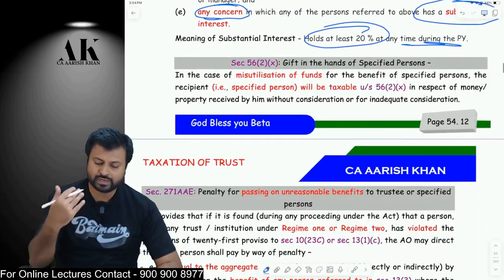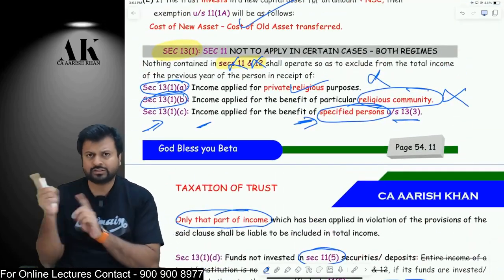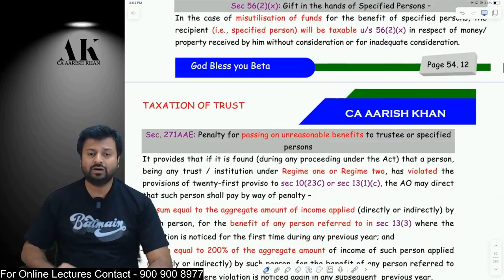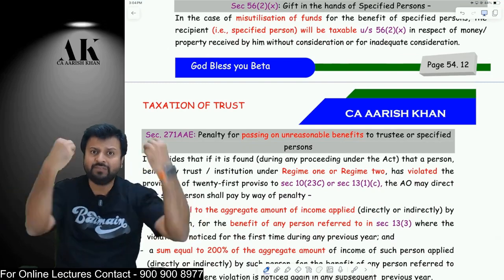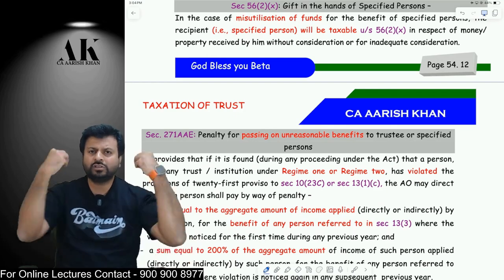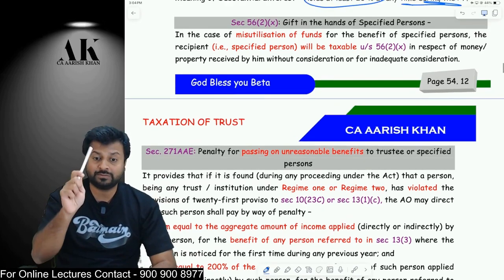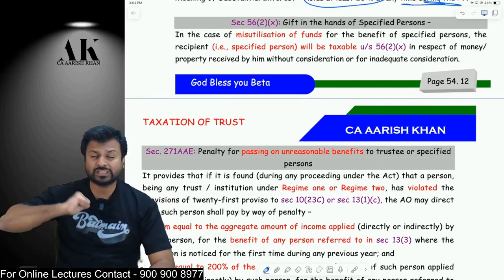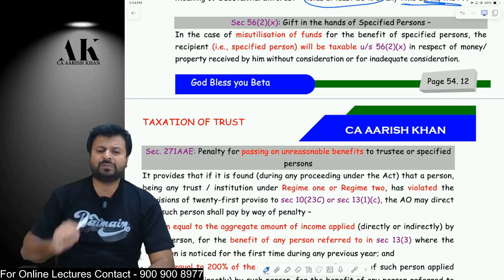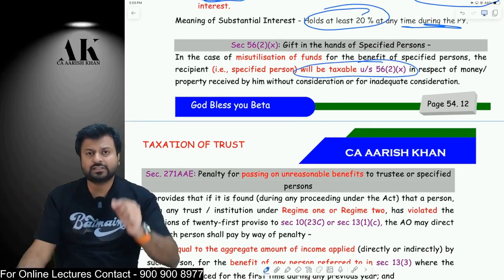Now, a few things related to the specified person, which is related to this third point. The next 2 points are related to section 13(1)(c). How is it related? Listen to me carefully, please. When I am a trust and I give benefit to my trustee, my founder, the author, or the relative of these people or a substantial contributor, in short, if I give benefit to a specified person, then the trust has to face some consequence and that specified person also has to face some consequence. What consequence does that specified person face? For that specified person, taxation of gift will apply under section 56(2)(x).